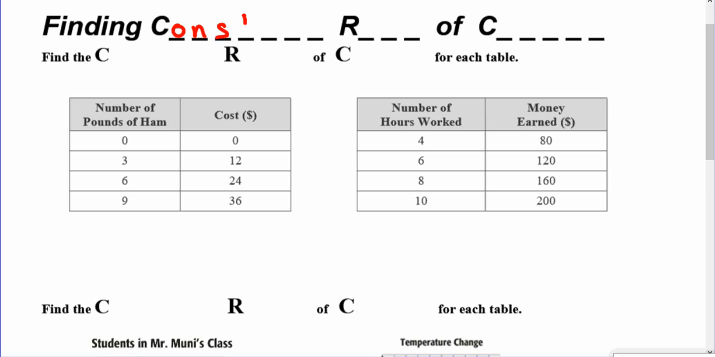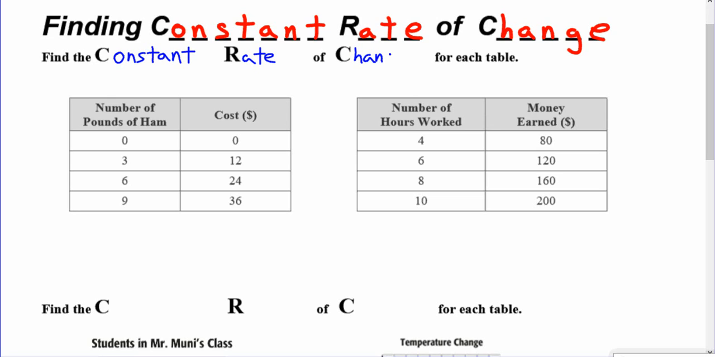Okay, we're finding the constant rate. It's rate of change. We're going to repeat that again. Find the constant rate of change for each table. So we have two tables.